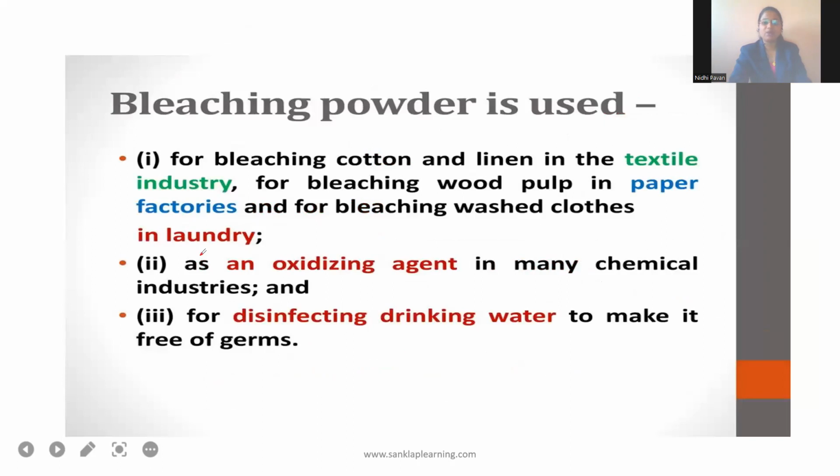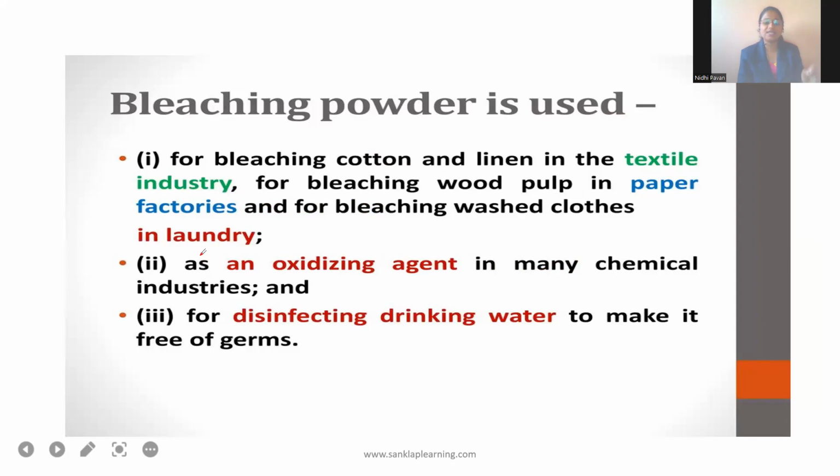So the bleaching powder is used to prepare the textiles, that is, clothing factories like cotton and linen. In paper factories, it is used to remove the roughness of the paper, and for bleaching washed clothes. Some of the clothes will have certain stains which can be removed by bleaching in the laundry. What we give as dry wash is nothing but bleaching powder.